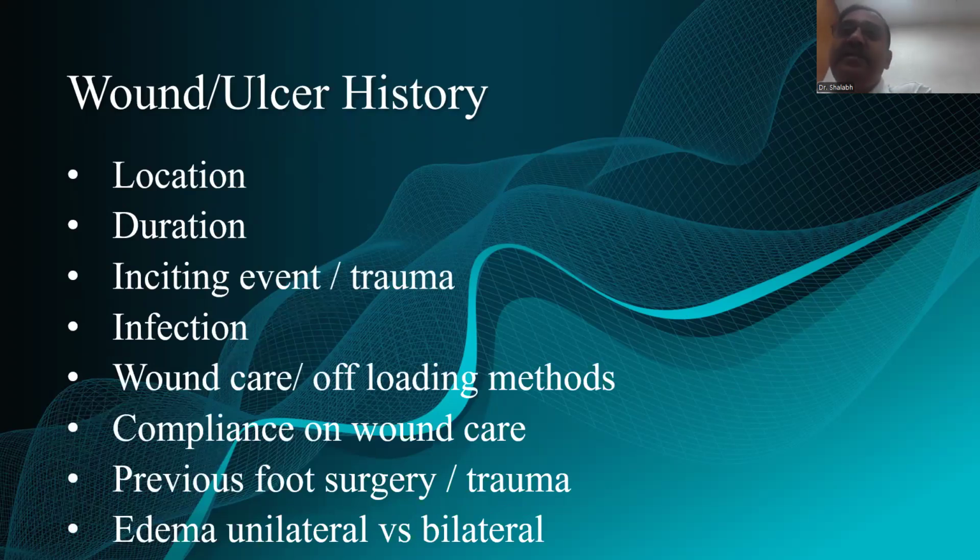If there's an ulcer, where is it located? How long has it been there? What was the triggering event which caused it to happen? Is there any active infection which is visible? What method of wound care has the patient taken? Is the patient doing anything to take the pressure off those points? Is the patient compliant? If there's an ulcer, patients need to clean and dress the wounds daily. Sometimes they don't, and then that makes it worse.